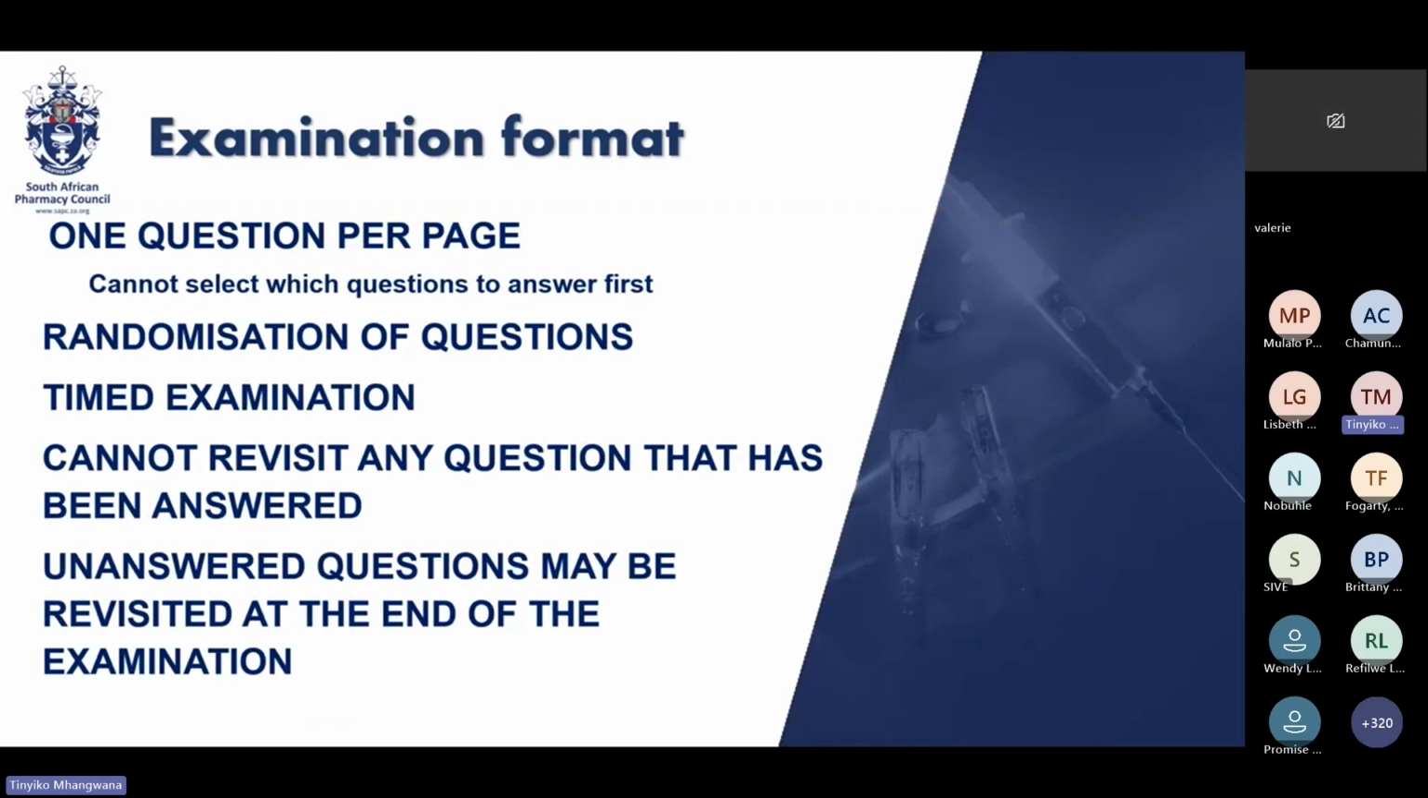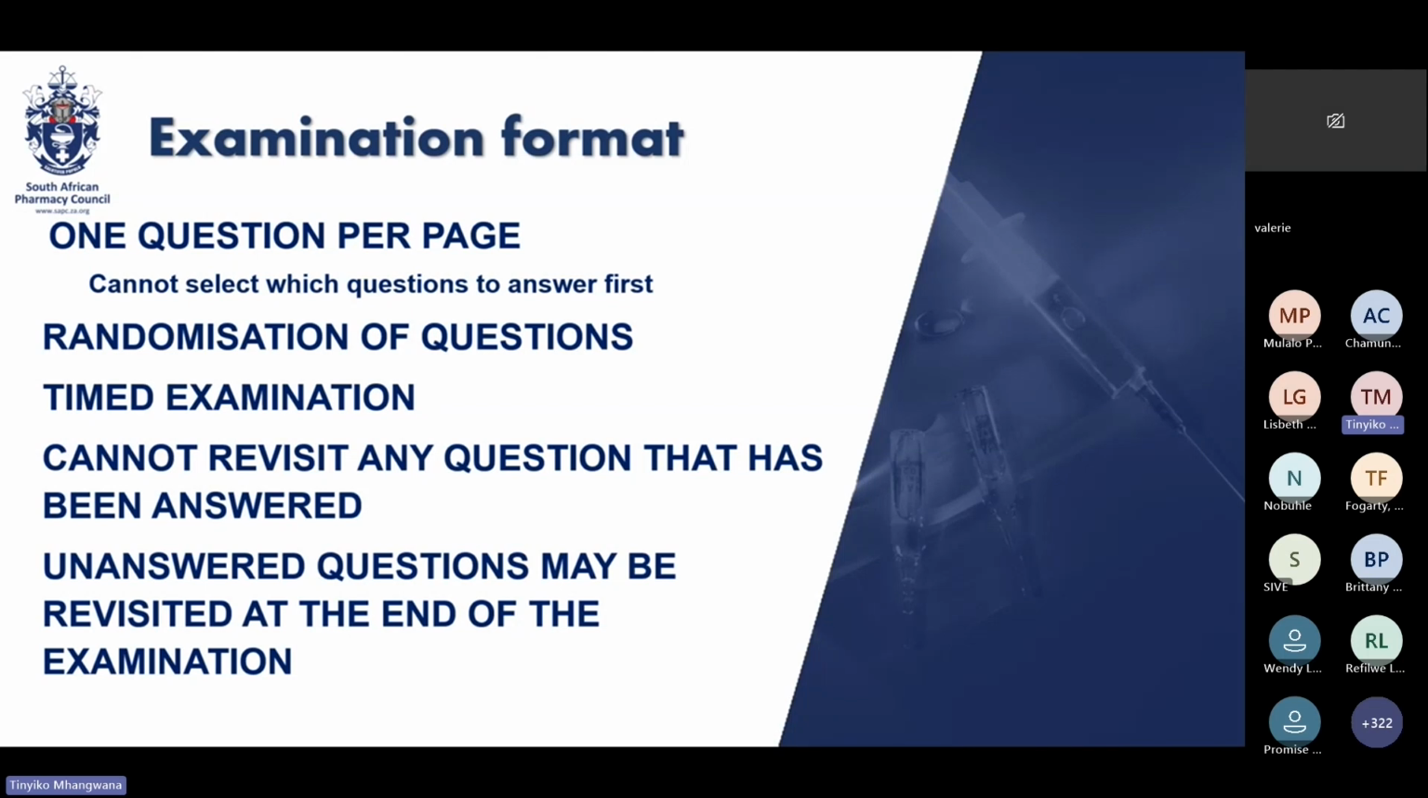Examination format, it was highlighted. Let me not take too much time on this one. It's one question per page, and the questions are randomized. You will see that this is question 1 for you, but the next person, who must not be in the same room with you, will not have the same first question. But all the 100 questions that are there, you will go through them before you finish your exam.